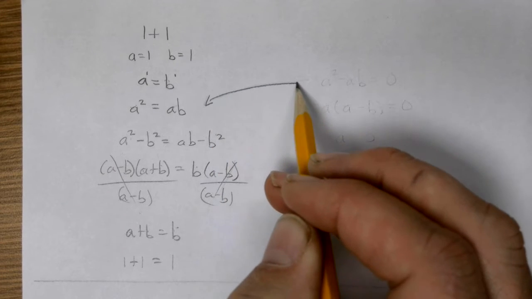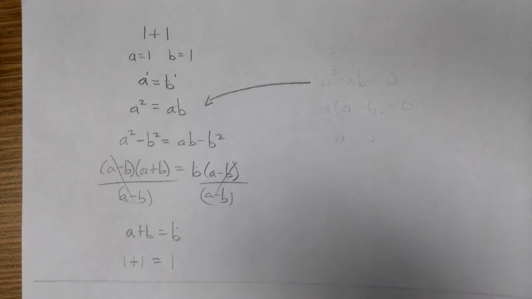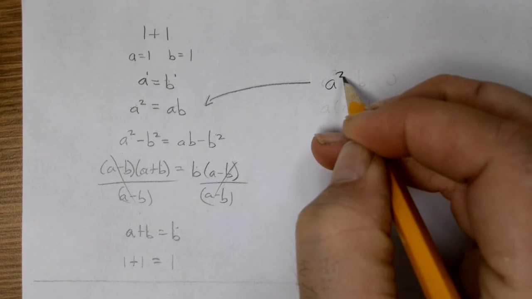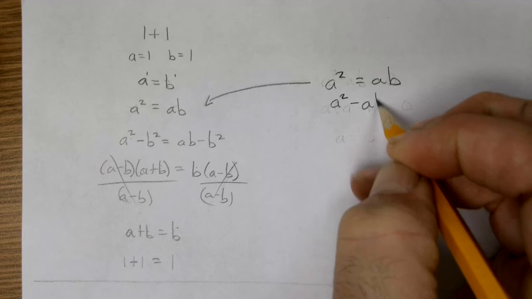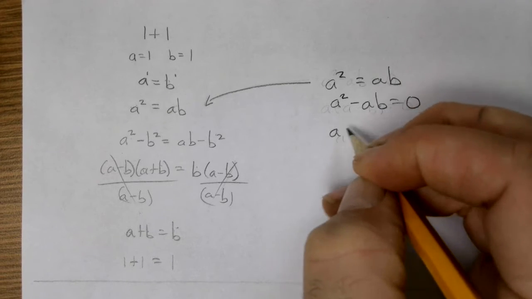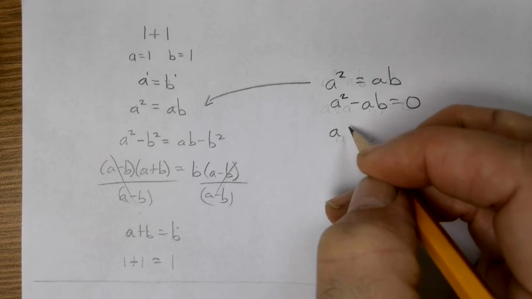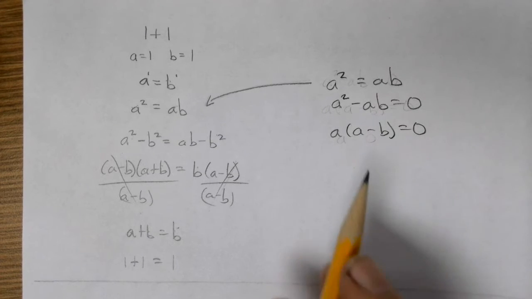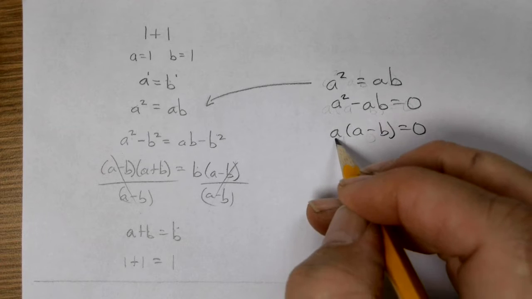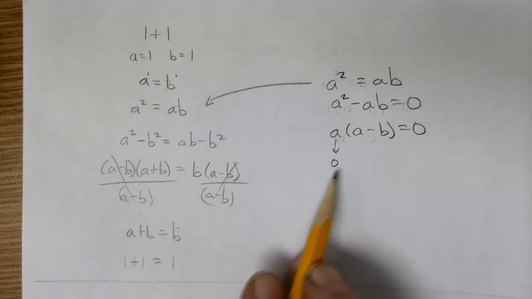So if we just take this aside over here and we look at a squared is equal to ab. If we solve that, a squared minus ab is equal to 0, then that tells you in this situation, as you factor out the a, all of a sudden you have a solution of a is equal to 0.